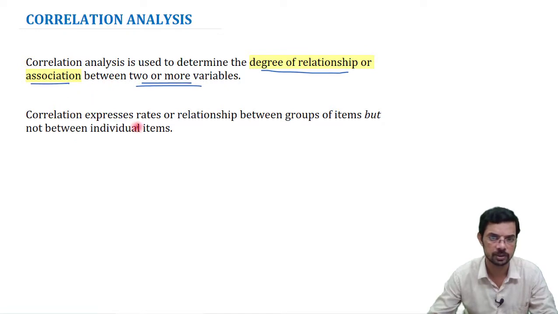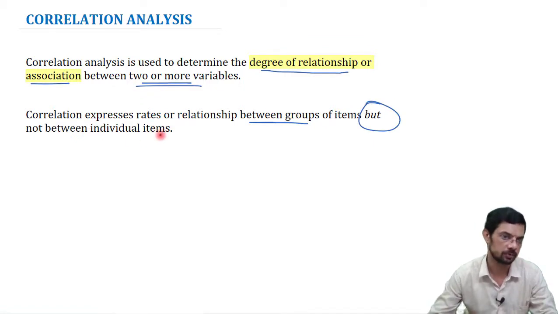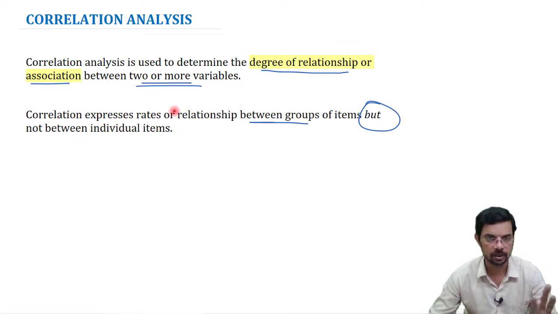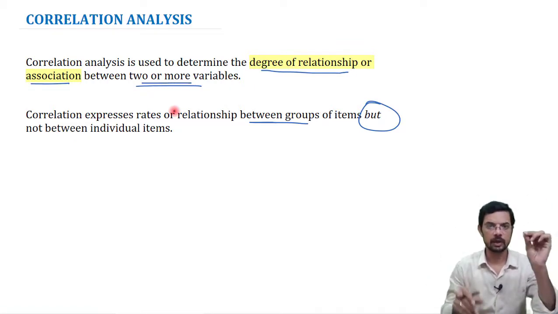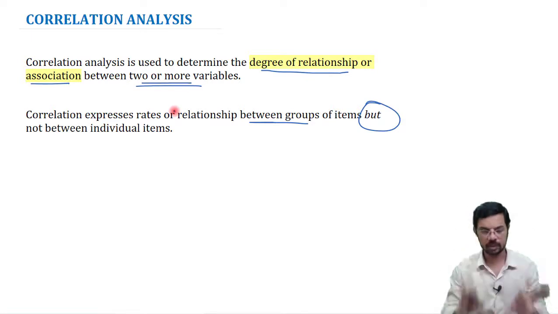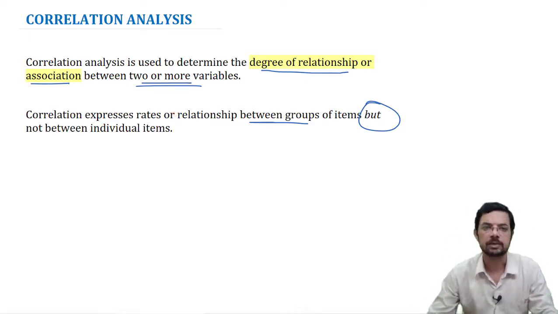Correlation expresses rates of relationship between groups, but not between individual items. So it will express the relation between two groups of items, like the X group and the Y group, not between one X and one Y. It should be in groups. That is what we understand here.